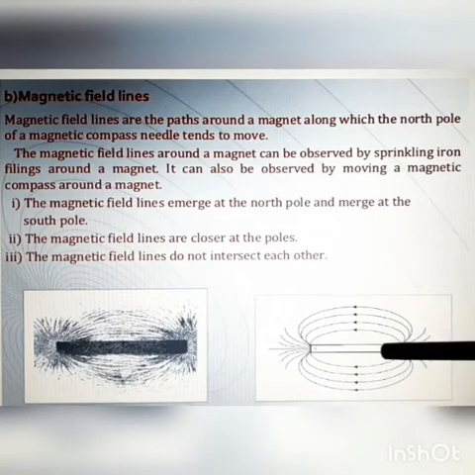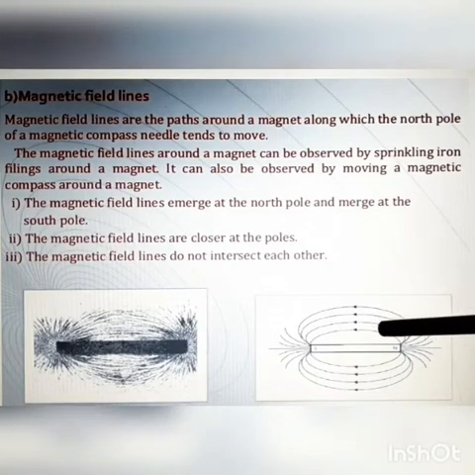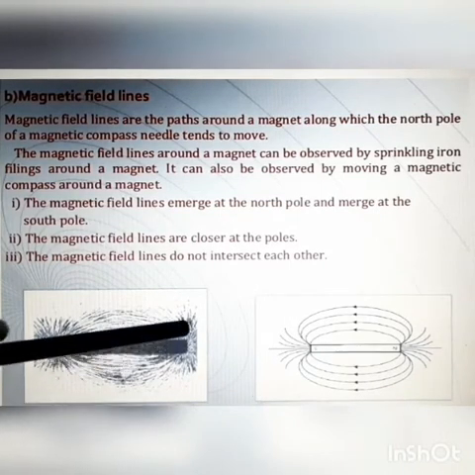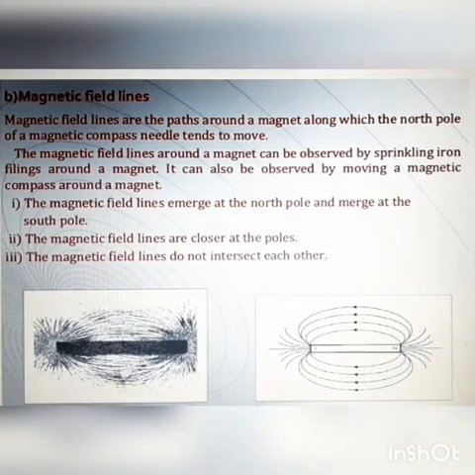In this diagram here, we can see that they come out from the north pole and they tend to move towards the south pole. So we can say that the magnetic field lines emerge at the north and merge at the south. Magnetic field lines are closer at the poles. That means towards the north pole and the south pole, they become congested. Magnetic field lines do not intersect each other.